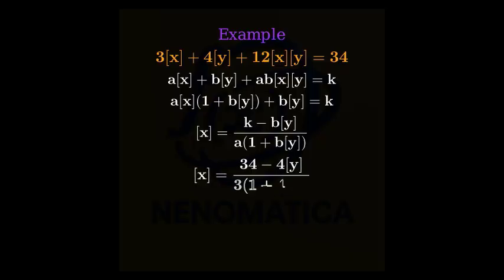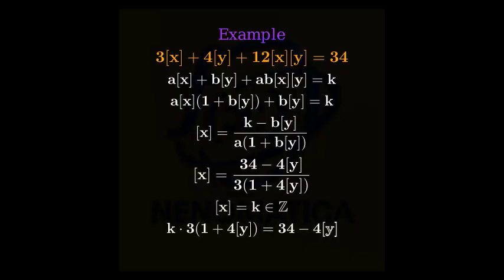For our problem, a equals 3, b equals 4, and k equals 34. So floor of x equals the fraction 34 minus 4 floor of y over 3 times the quantity 1 plus 4 floor of y. Step 2. Let floor of x equal k, where k is an integer. Then multiply both sides to clear the denominator. k times 3 times the quantity 1 plus 4 floor of y equals 34 minus 4 floor of y.